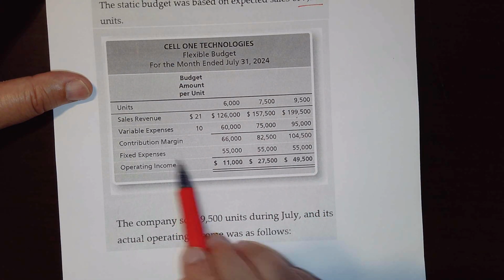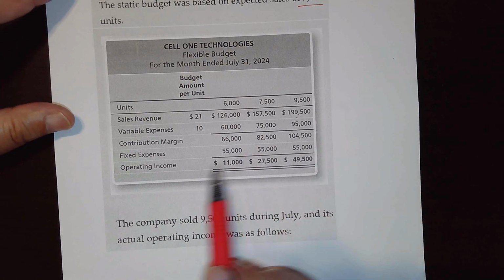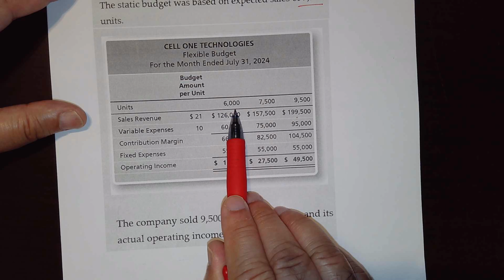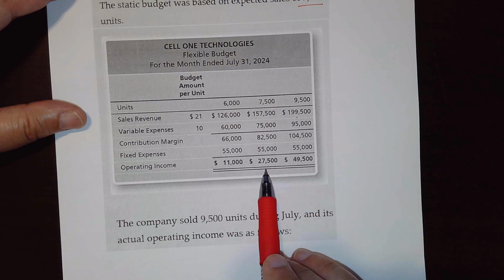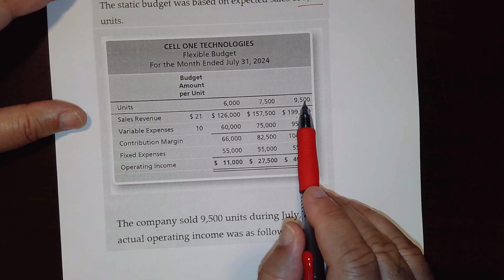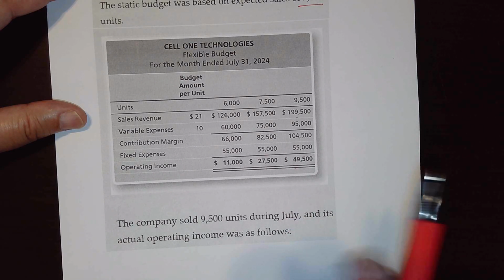The contribution margin for 9,500 units is 104,500. Fixed expense is going to be the same no matter how many units we sell. So if we sell only 6,000 units, the operating income would be 11,000. For 7,500, it's 27,500, and for 9,500, it would be 49,500. All right, so we continue.